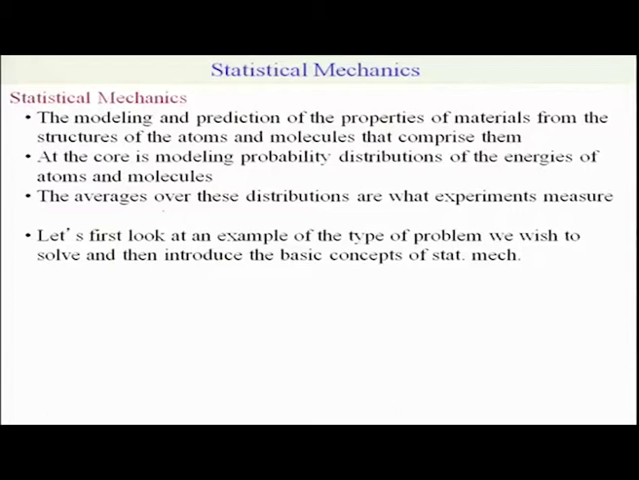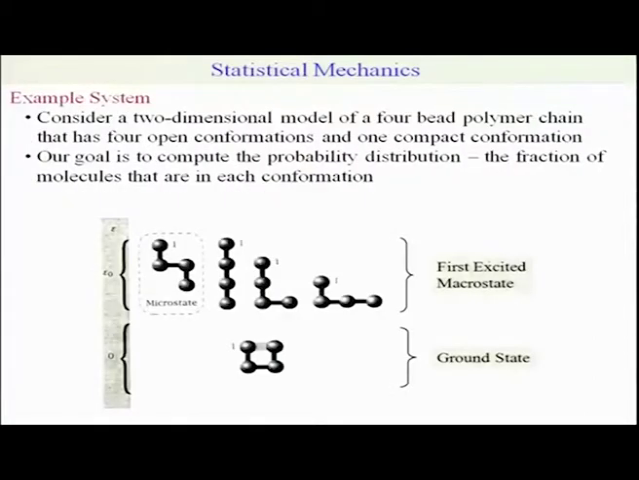Let us first look at an example of the type of problem we wish to solve, and then we will introduce the basic concepts of StatMech. Let us consider this two-dimensional model of a 4-bead polymer chain, shown in different conformations. We can categorize these conformations into two types. One is the open conformation, which is the first excited state, and the second is the closed conformation, which is the ground state.